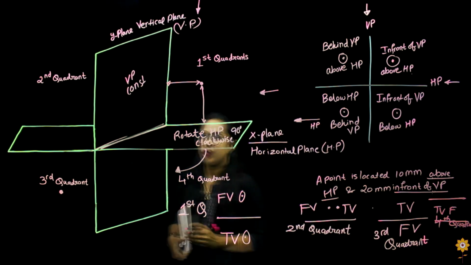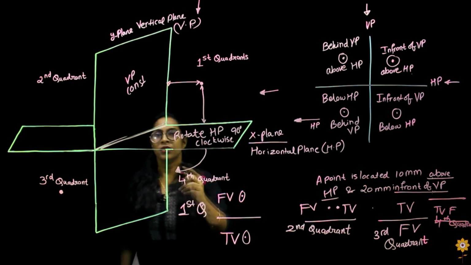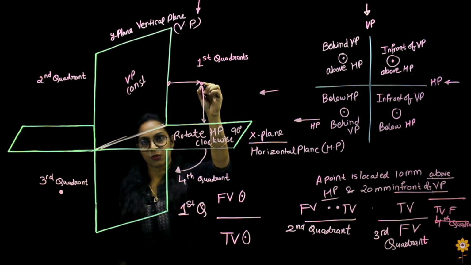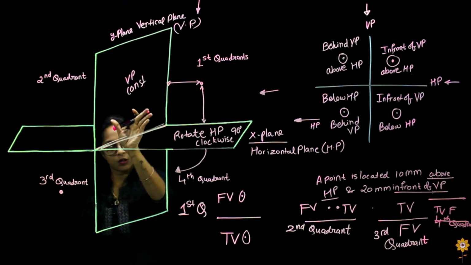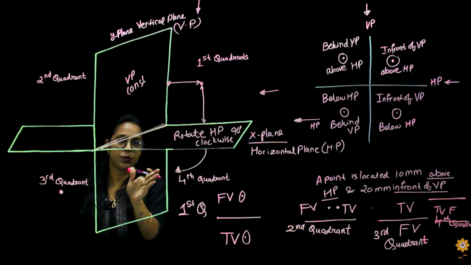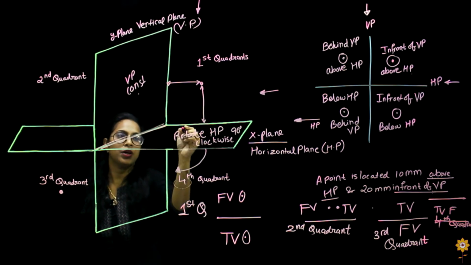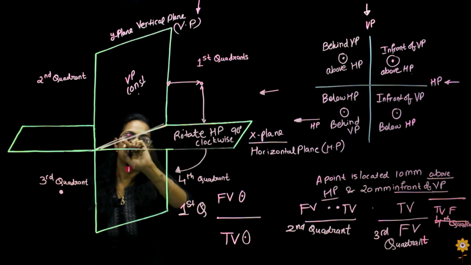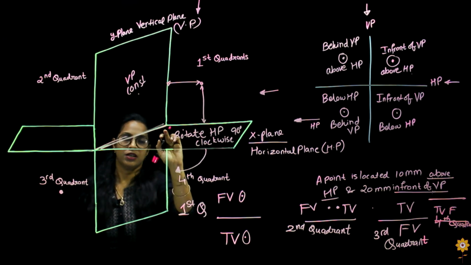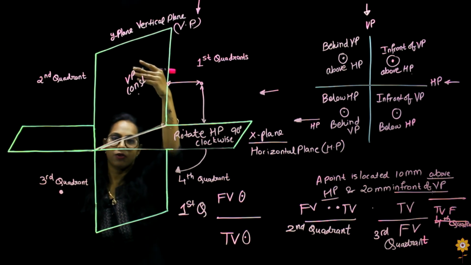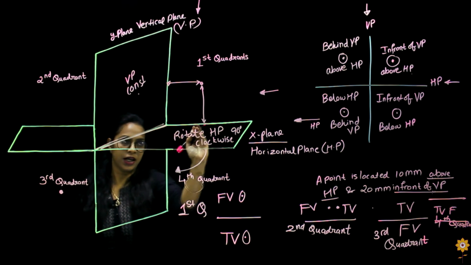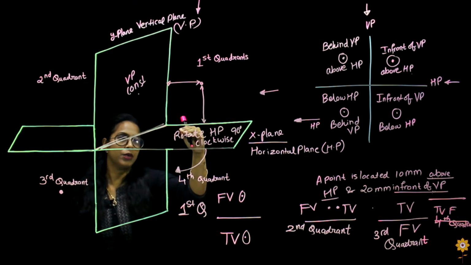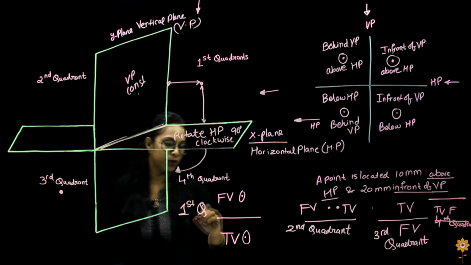So now I'll just revise it once again. So this is my first quadrant. So if the point is located in first quadrant, you keep the vertical plane constant, you rotate the horizontal plane, and I get the images of both the points on separate planes with this as my reference plane. So my front view would be above XY because this is my reference plane and this plane is coming down. So my front view would be above XY and my top view would be below XY, which is this case.